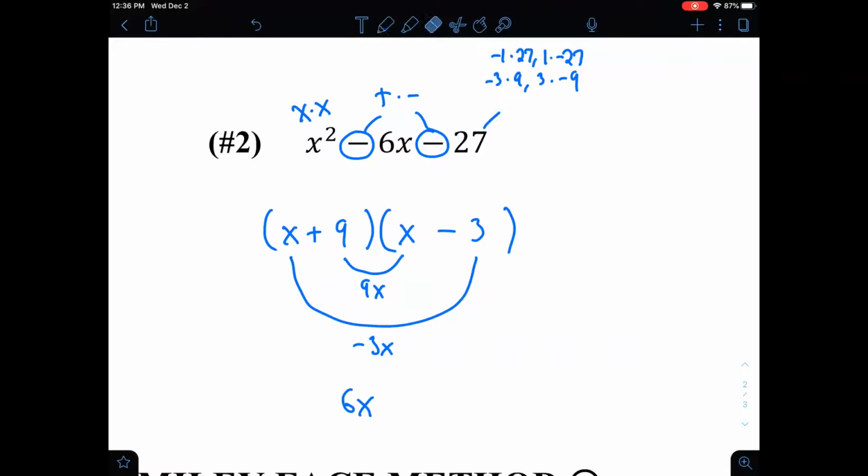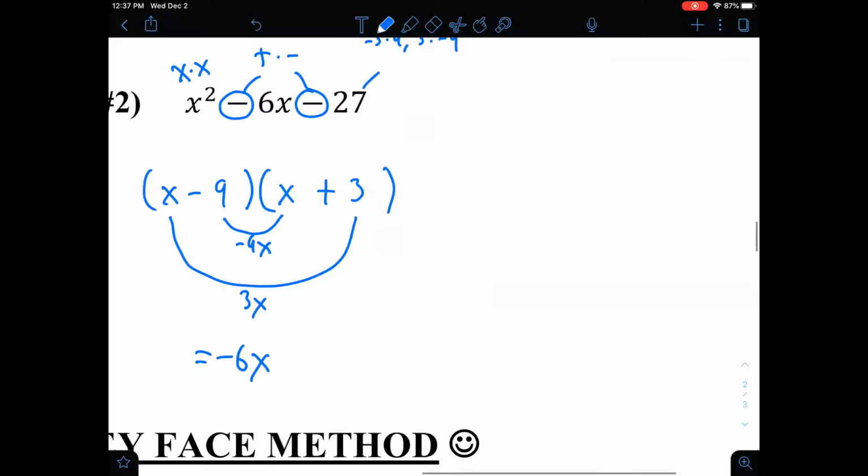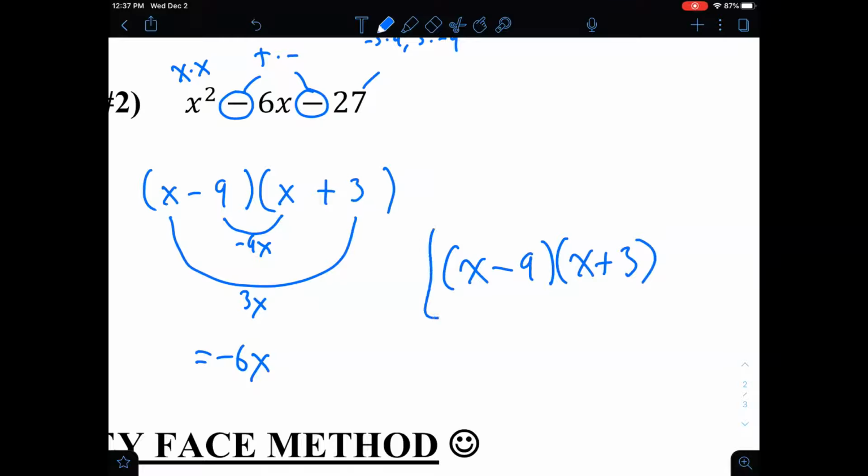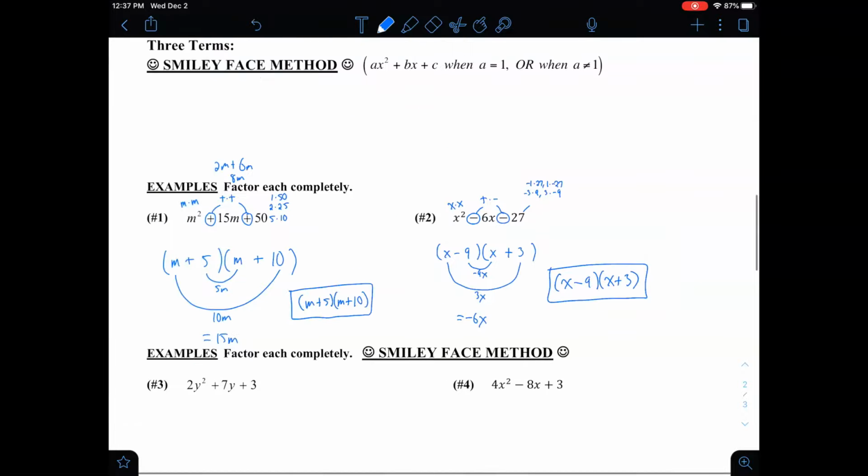Well, instead of doing positive 9 and negative 3, we're going to do negative 9 and positive 3. And that's going to give us negative 9x and positive 3x, which is going to give us negative 6x. So our final answer is going to be, we unfoiled it, we guessed what things are going to work here, x minus 9 and x plus 3. If you write x plus 3 times x minus 9, that is also correct. It doesn't matter how you write the parentheses. That's the commutative property, so don't worry about that.